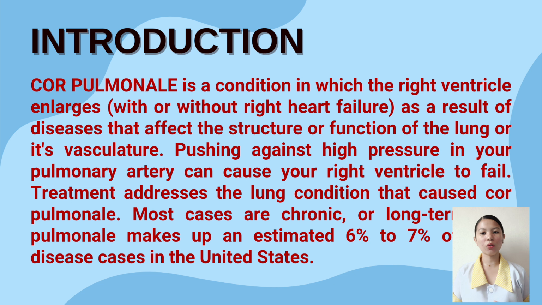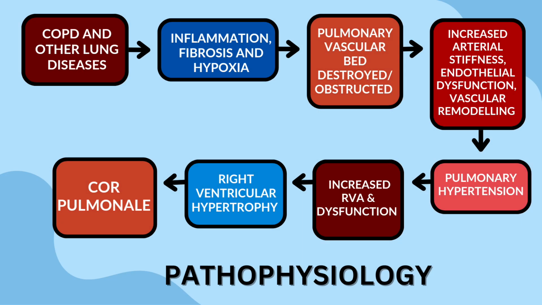Cor pulmonale, also called right-sided heart failure, is a condition in which the right ventricle enlarges with or without right heart failure as a result of a disease that affects the structure and function of the lungs or its vasculature. Pushing against high pressure can cause your right ventricle to fail. Most cases are chronic and long-term. The most frequent cause of cor pulmonale is chronic obstructive pulmonary disease, or COPD. So, let's move on to the pathophysiology of cor pulmonale.